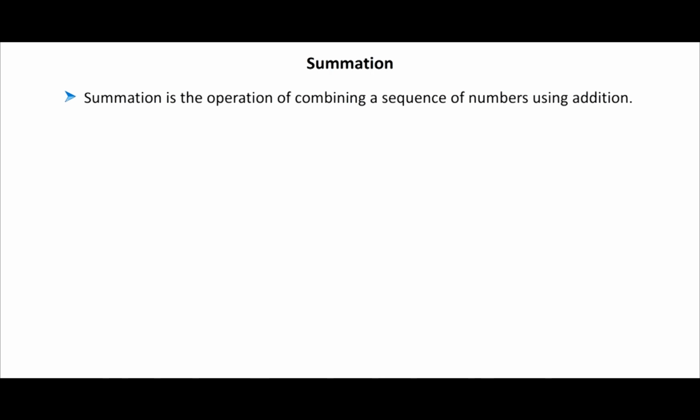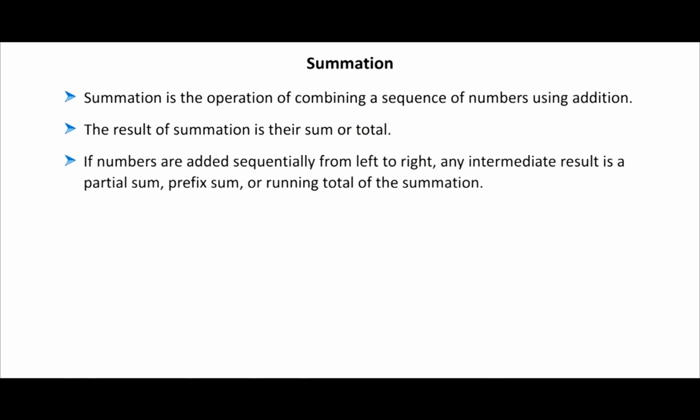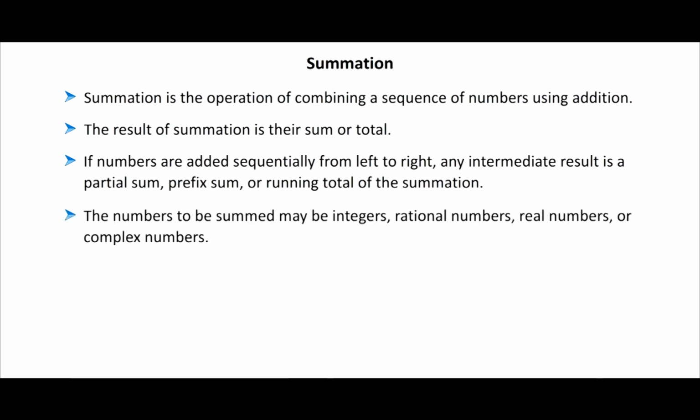Summation is the operation of combining a sequence of numbers using addition. The result of summation is their sum or total. If numbers are added sequentially from left to right, any intermediate result is a partial sum, prefix sum, or running total of the summation. The numbers to be summed may be integers, rational numbers, real numbers, or complex numbers.